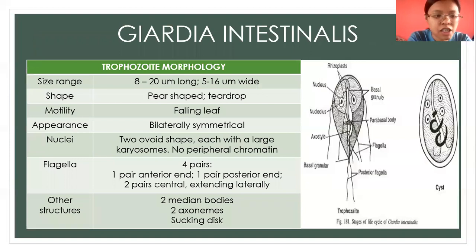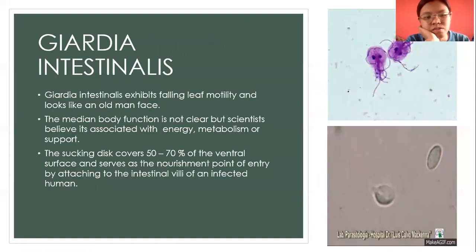Okay, so trophozoite morphology. So, size range na is 8 to 20 um long to 5 to 16 um wide. So, it is pear-shaped or teardrop. Falling leaf ang motility. Bilaterally symmetrical. So, it has two ovoid-shaped nucleus, each with large karyosomes, no peripheral chromatin. It has 4 pairs of flagella, one pair at the anterior end, 1 pair at the posterior end, 2 pairs central. Kita po ba? Yan. And then, other structures, meron siyang dalawang median bodies, dalawang axonemes, and isang sucking disc. Yan. So, ito yung sasabi nating motility niya, falling leaf motility.